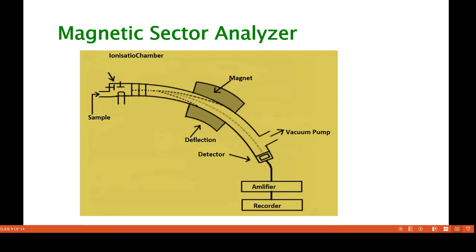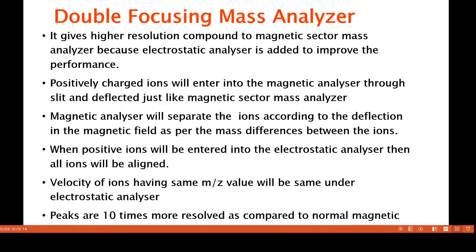In the next slide we see our last analyzer, that is the double focusing mass analyzer. Before starting this analyzer we say that in the time of flight analyzer we never use an electric or magnetic field. Then in the magnetic sector analyzer we use a magnetic field. And in the double focusing mass analyzer, we use a magnetic field, and along with that magnetic field we also use an electric field. Okay, this is the basic difference in these three analyzers.